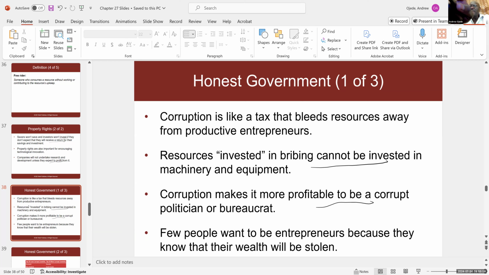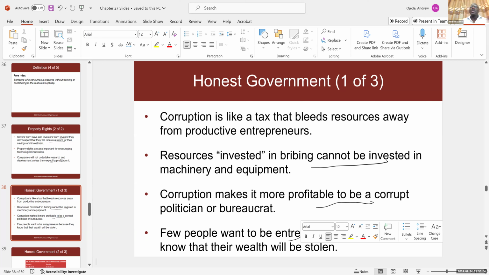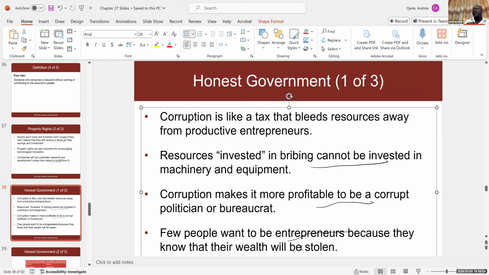Few people want to be entrepreneurs because they know that their wealth will be stolen. So if you have a corrupt society, nobody wants to be an entrepreneur to start a business, because you feel like even the people you're going to be employing, your own employees, can steal from the company. Okay, so that's very dangerous. Some people are going to say, well, it's not worth it to become an entrepreneur and own a business, because if there's a very high level of corruption, my employees are going to steal from my business.